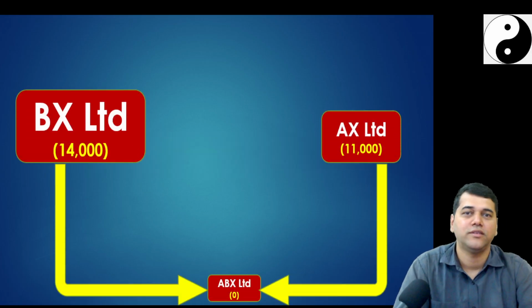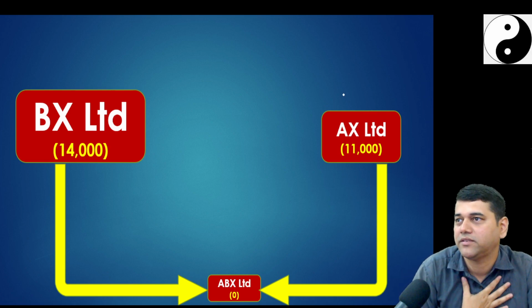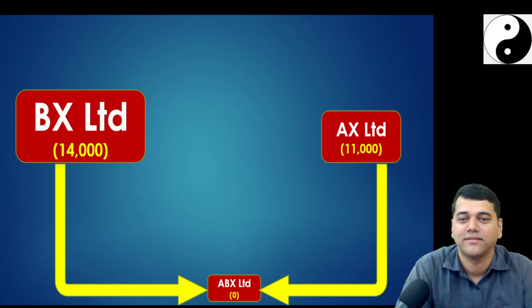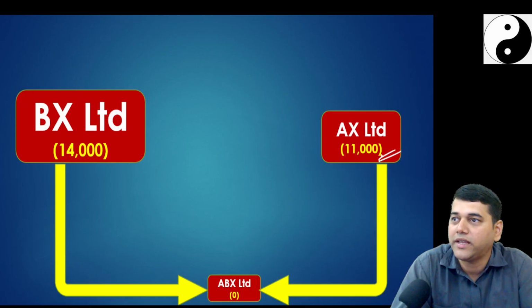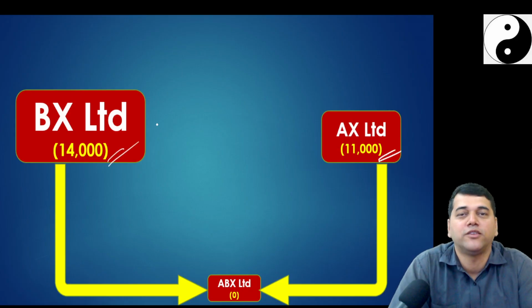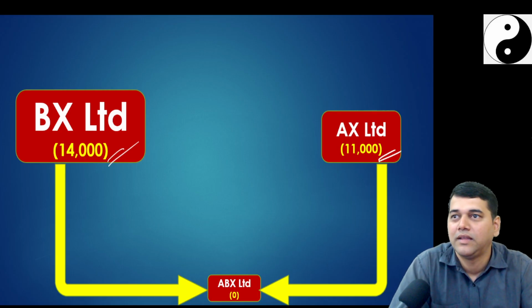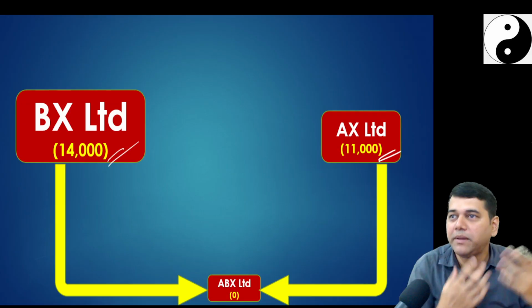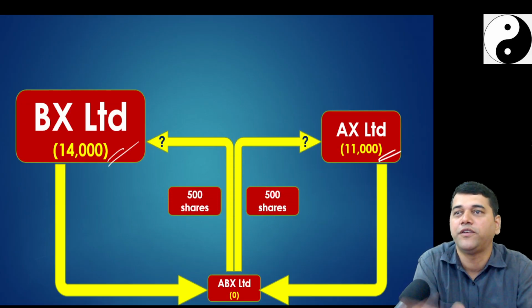Yes, friends. Now let us assume I am BX, you are AX. And I will give one proposal. I will say, look, what is your business value? 11,000. You are AX, no? I am 14,000. So I will give one proposal to you. You bring your business, I will bring my business. We will merge it together and we will share it in the ratio of 50-50. Is it okay?